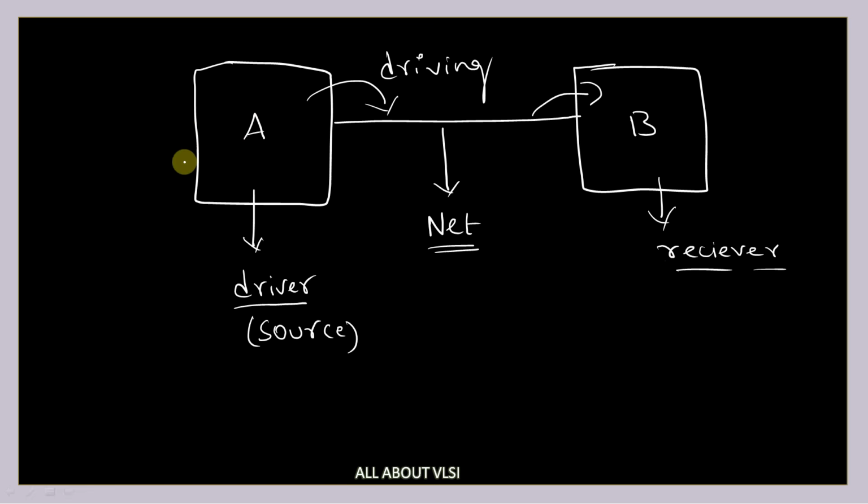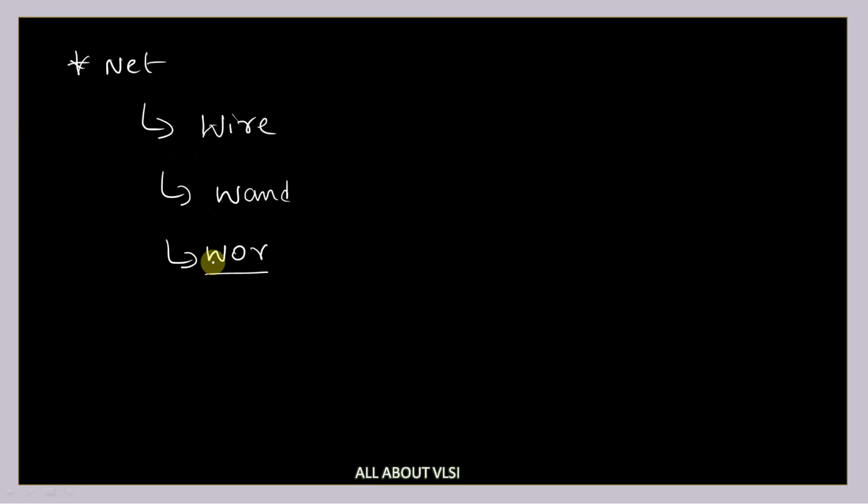Coming to the net data type, we have classifications. The net data type is classified into different types: one is wire, next wand, and wor. These are the classifications we have in our net data type: wire, wand, wor. First, let us discuss our wire data type. Next, we will come back to the other data types.